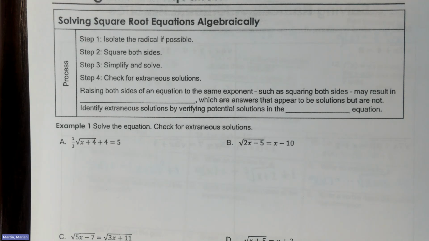Step one is to isolate the radical if possible, so move everything away from the square root symbol. Step two, we may need to square both sides. Step three is simplify and solve. And then step four is to check for extraneous solutions. And so we are able to do steps one, two, and three.